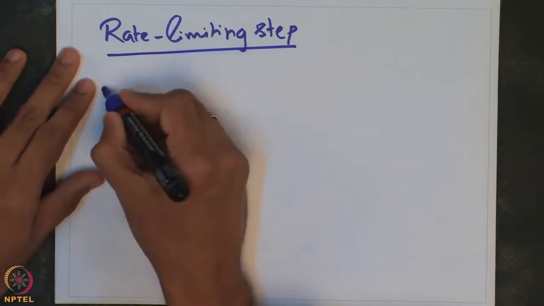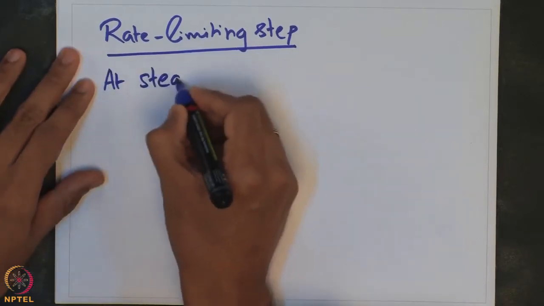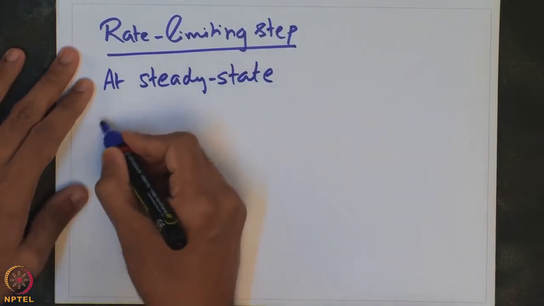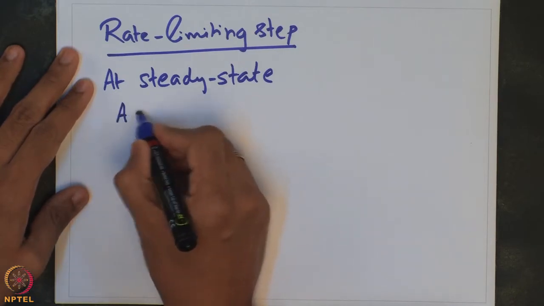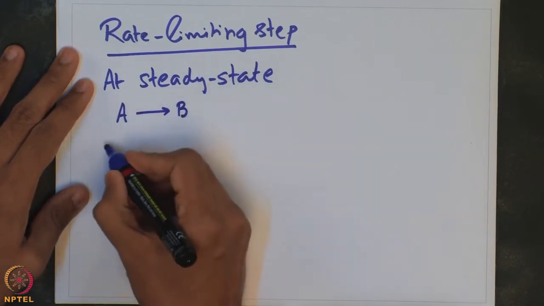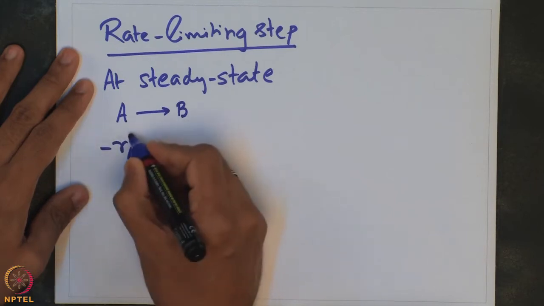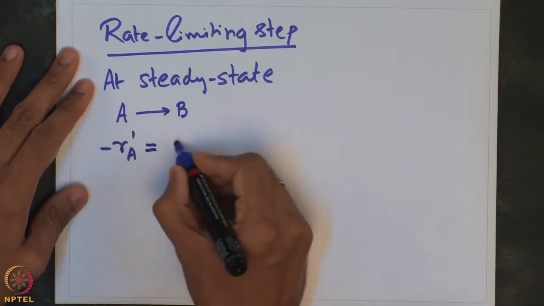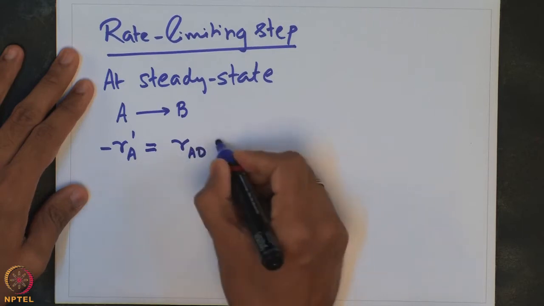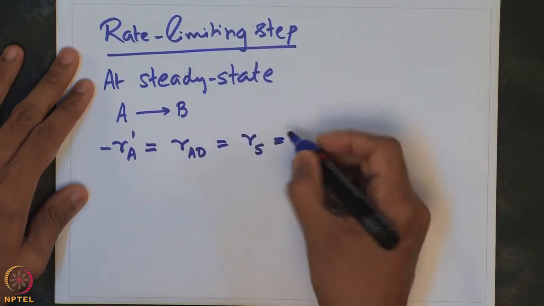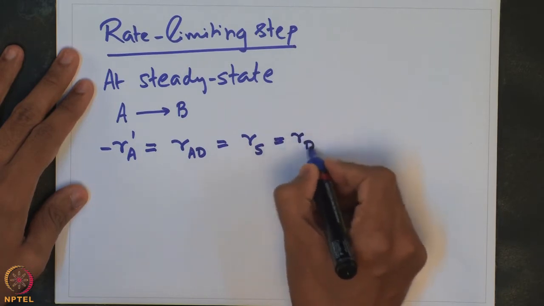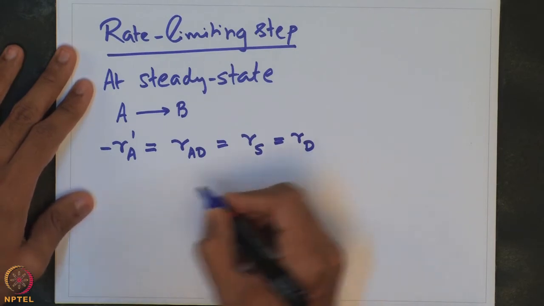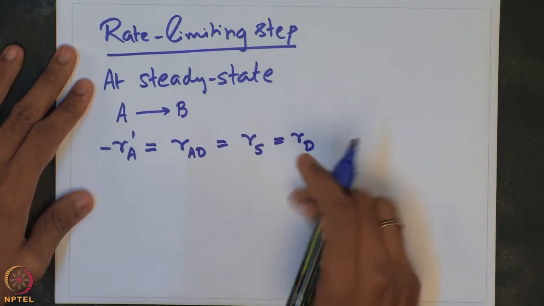So, at steady state, supposing the species A is going to products B, at steady state the rate at which the species is actually being consumed should be equal to the adsorption rate, that should be equal to the rate at which the surface reaction is happening, and that should be equal to the rate at which the desorption is happening. Now, the question is, which one is actually controlling the overall reaction?